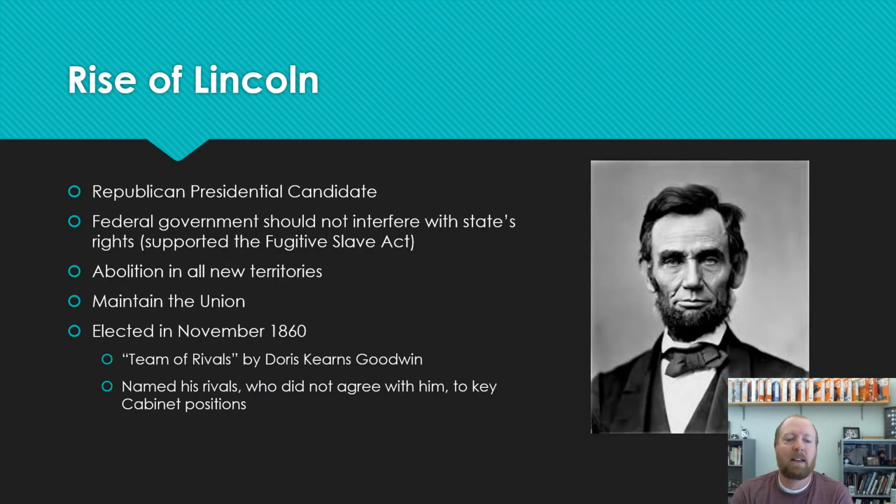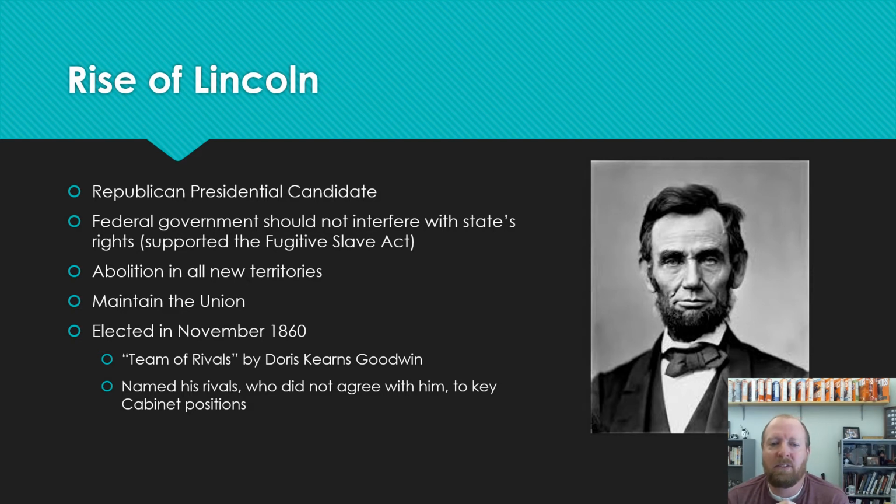At the same time, as we get to the elections, we have the rise of Lincoln. So the rise of the Republican Party. Joining off the Whig Party and the Democratic Party, now this third party comes along, the Republican Party. And their stance on slavery was very important because the Whigs were abolitionists, the Democrats were pro-slavery. The Republican Party took the stance that the federal government should not interfere with states' rights. And so states should be able to choose whether they could be slave states or free states.